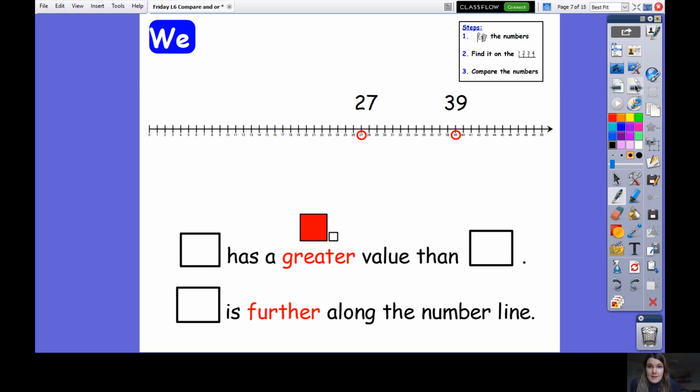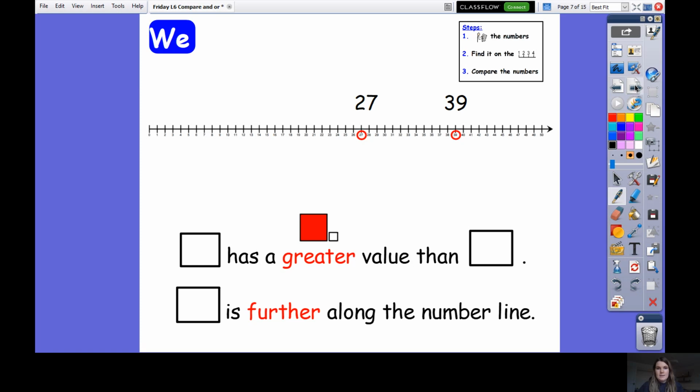Right, let's go over the steps. What's the first thing we have to do? We read the number. Then what do we do? We find the numbers on the number line. Great. And then we compare. What are we comparing? What has the greatest value and what is furthest along the number line?